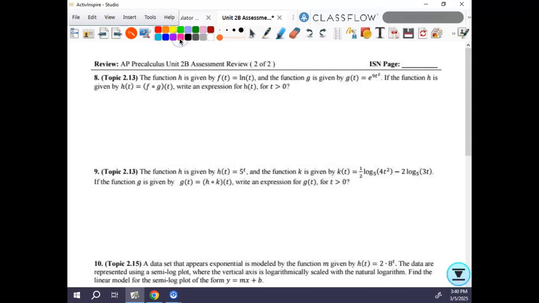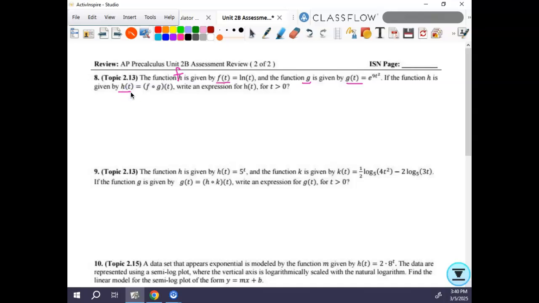The function h is given by f of t. Oof. Yeah, somebody did ask me about this one, and I didn't tell you to fix this. This should say the function f. So obviously the function f is given by this. The function g is given by this. This is what h is. H is f of g of t.